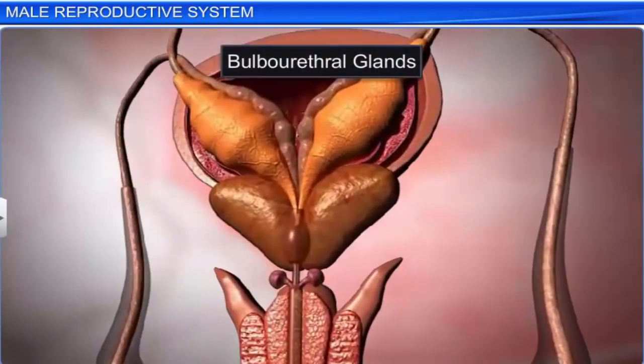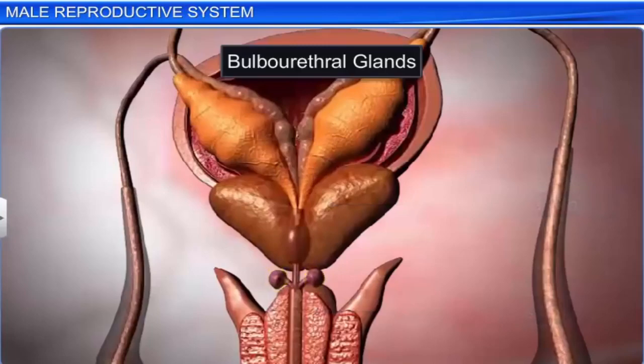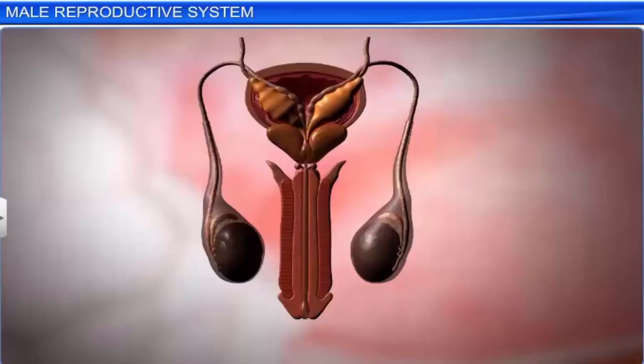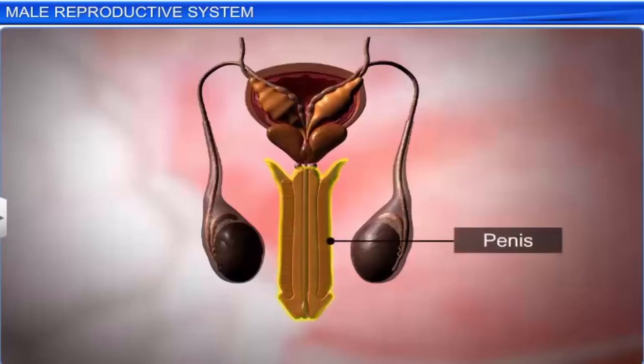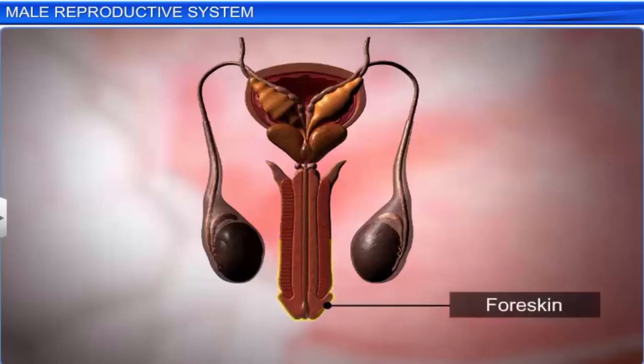The bulbourethral glands or Cowper's glands are pea-sized structures lying posterior to the prostate gland and at the base of the penis. Their secretions help in the lubrication of the penis. The external genitalia in males is called the penis. The penis is a copulatory organ and is covered by a loose sheath of skin. The skin that hangs over the tip of the penis is known as the prepuce or foreskin.